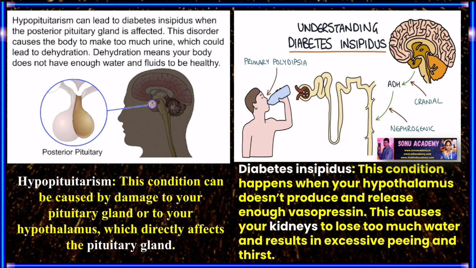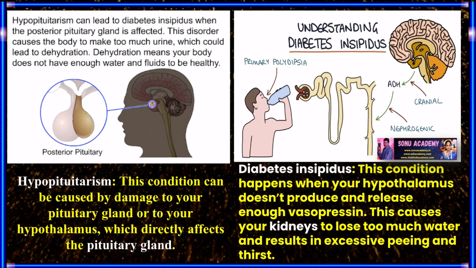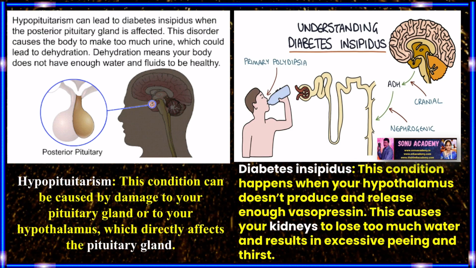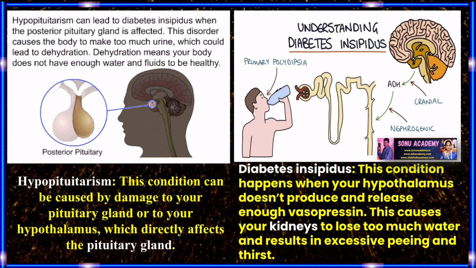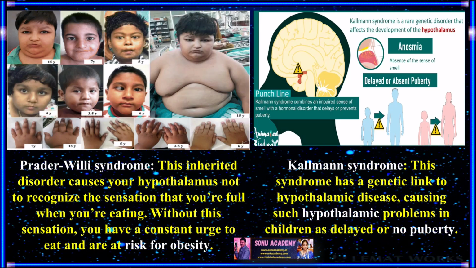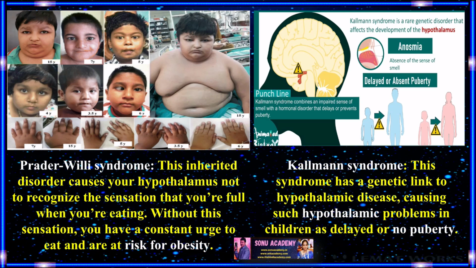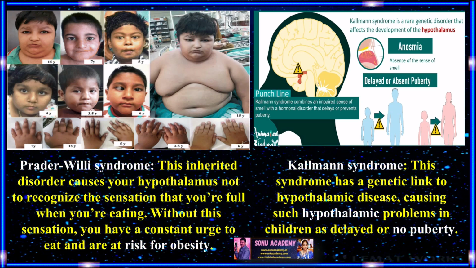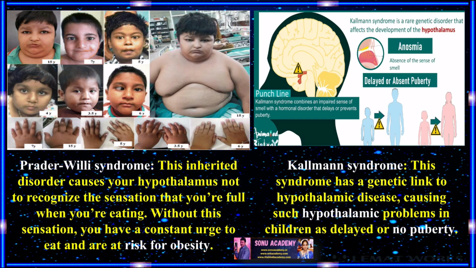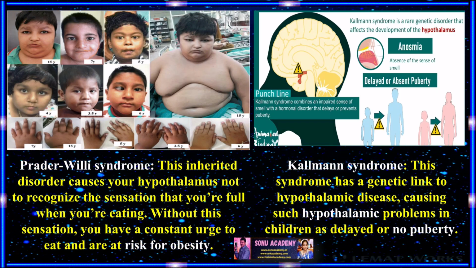Diabetes insipidus. This condition happens when your hypothalamus does not produce and release enough vasopressin. This causes your kidneys to lose too much water and results in excessive urination and thirst. Third one is Prader-Willi syndrome. This inherited disorder causes your hypothalamus not to recognize the sensation that you are full when you are eating. Without this sensation, you have a constant urge to eat and are at risk of obesity.